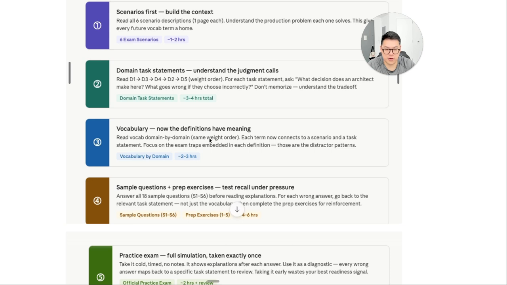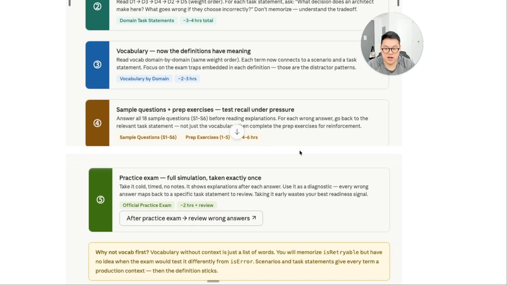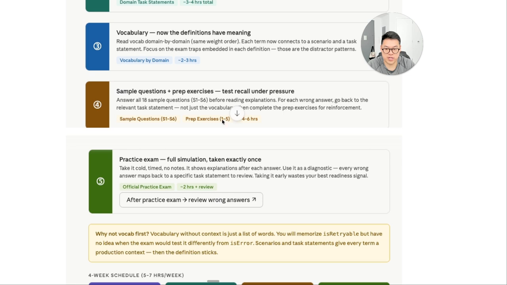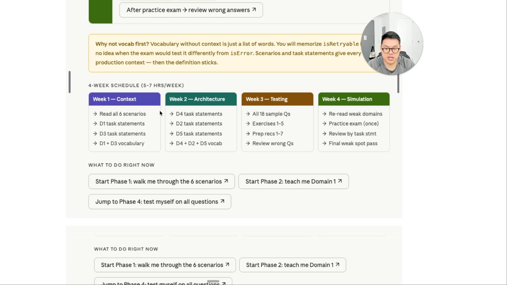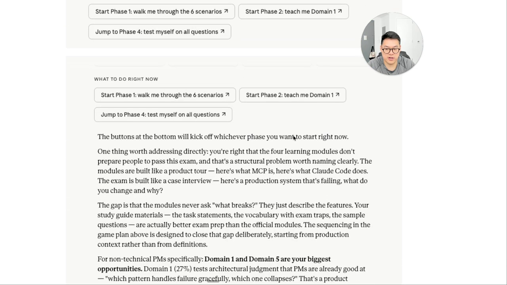Read the vocabulary. Then sample questions, then the prep exercises. Then we do the practice exam in full simulation, taken exactly at once. Time it. And this is basically my schedule. Now I'm going to read all 6 scenarios. I'm going to understand D1, D3, domain 3, and the D1 and D3 vocabulary, then the task statements for D4 and D5, and then the domain 4 and 5 vocabulary, and then I'm going to go out there and take it.